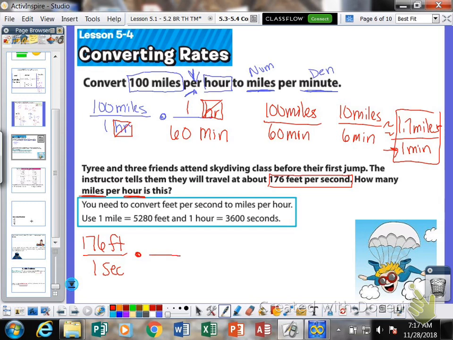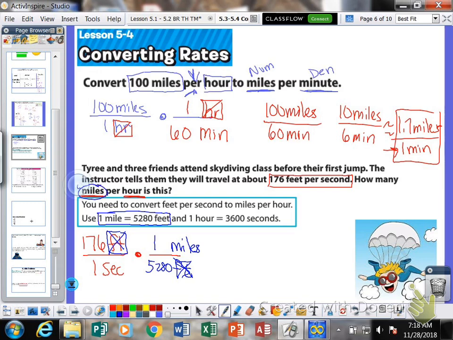I'm going to convert feet first. So if feet is in the numerator, I need feet to go in the denominator. And I want to convert, can I go from feet to miles? Yes, I can. And it says right here that 1 mile is 5,280 feet. So 1 mile, 5,280 feet. So now I've canceled my feet. It's gone. So now I have miles as my only label on the top and seconds as my only label on the bottom. So now I'm in miles per second.